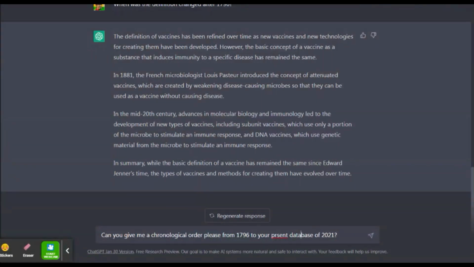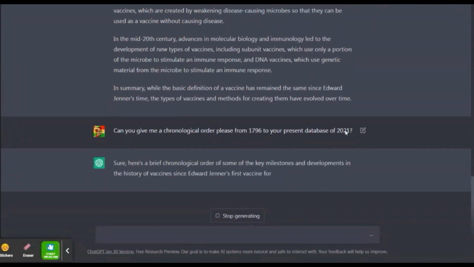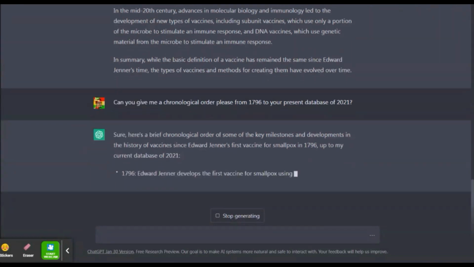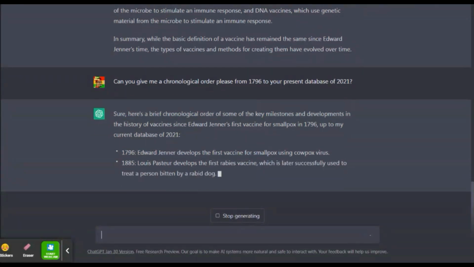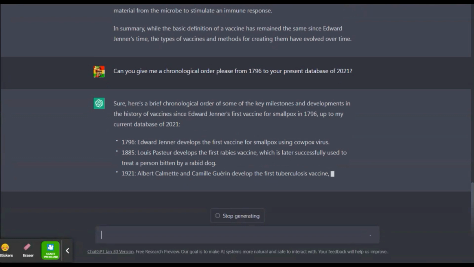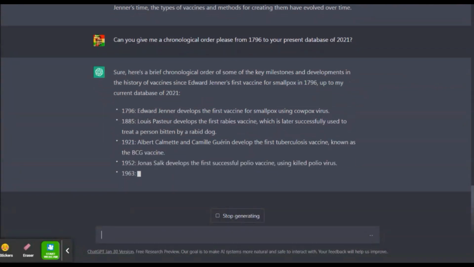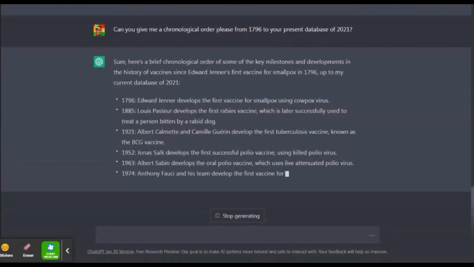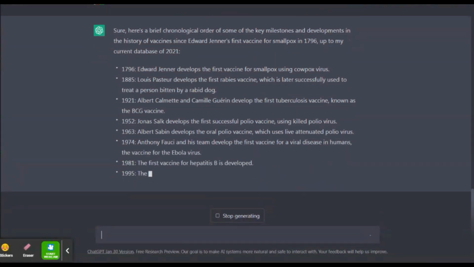So this is what really needs to be studied and comprehended. Chatty the Chatting AI gives us a list, the chronological order from 1796 to 2021, a list of vaccines that have been created. So the first vaccine for smallpox using cowpox virus. It's not really a vaccine. They just used another virus to get immunity built in the human to fight that other virus. We now have the rabies virus that comes in the 1800s, and 1921 gives us the TB vaccine.